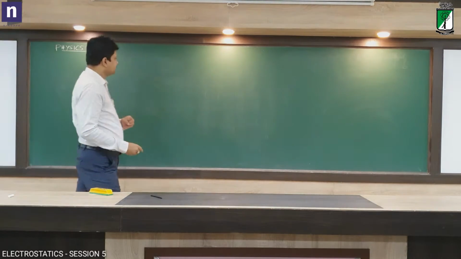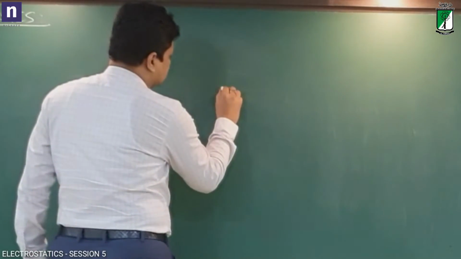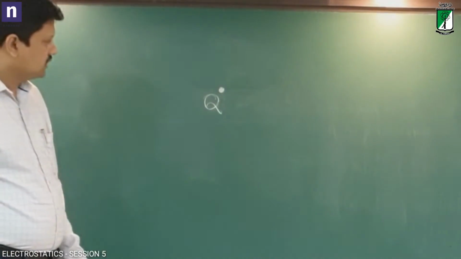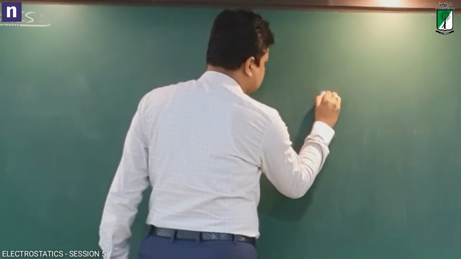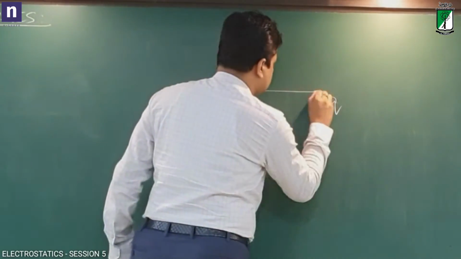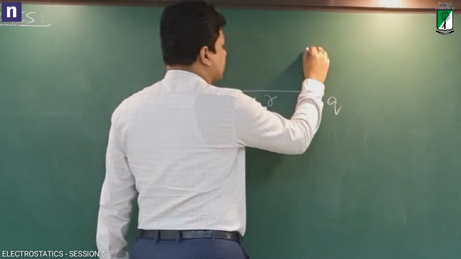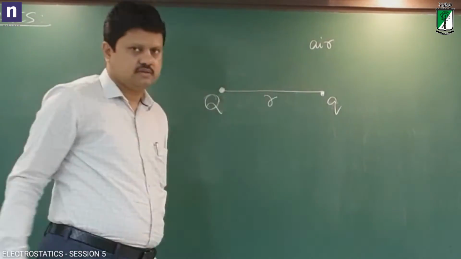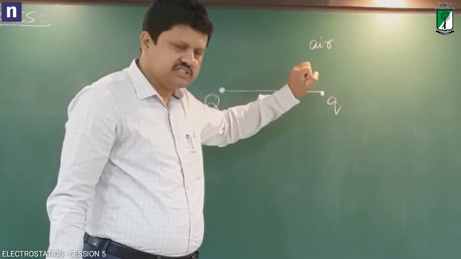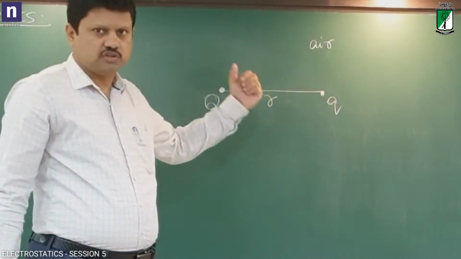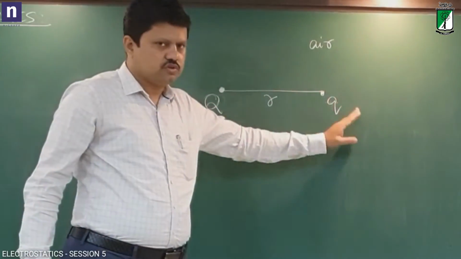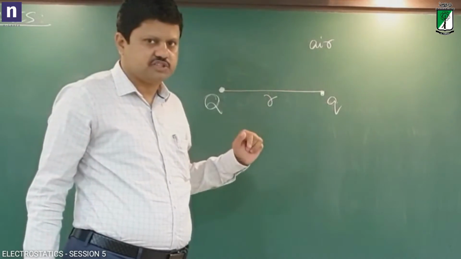on each other. Say there is a charge Q here, capital Q, and I'll place a charge small q at a distance, say r, assuming that the medium is air. Now you know that the charge Q will have a force acting on it, which is according to Coulomb's law. Of course, 1 by 4 pi epsilon naught, capital Q into small q divided by r square. That will be the equation.